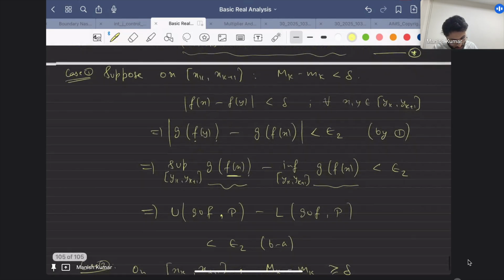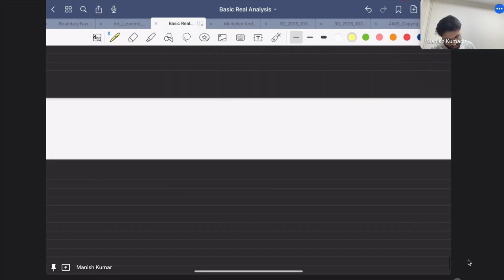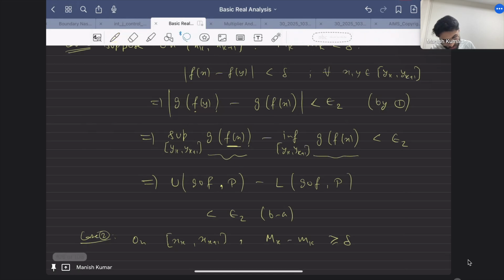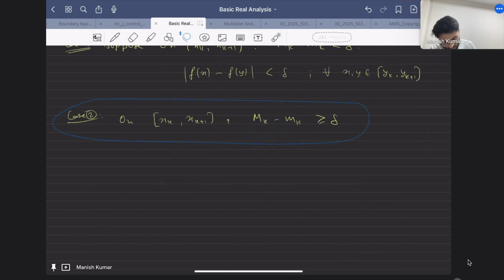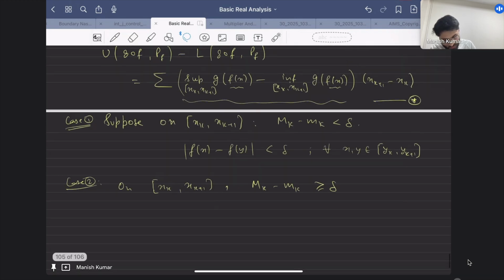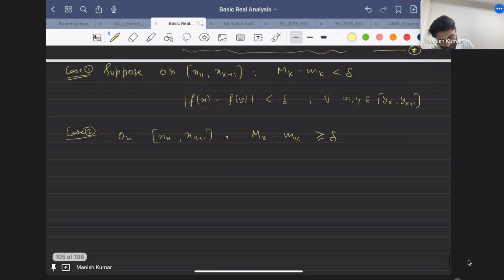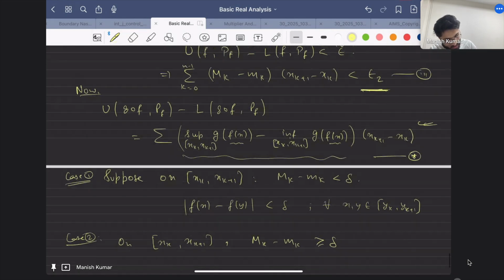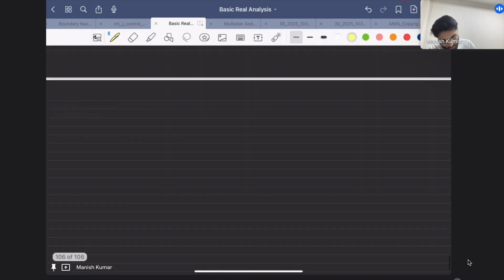Okay, so let me just say, what will happen if, in this case, M_k minus m_k is less than delta? So these are the two cases. Now let's look at this thing, star. What I can say is that the argument I wrote will be used. So let me just paste it here.